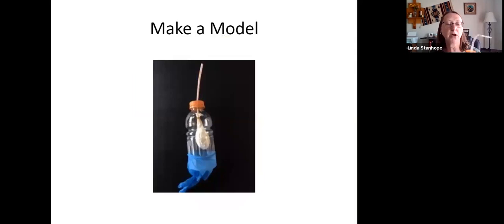Okay, we also make models. You guys have probably seen this, but this is one of the ones that we use for building a little lung. It's made from all household products. There's a balloon, a straw, a glove. This is a Gatorade bottle. We had lots of Gatorade bottles at my campus because Gatorade is one of the drinks they allow in the vending machines. And my kids just make their own model.